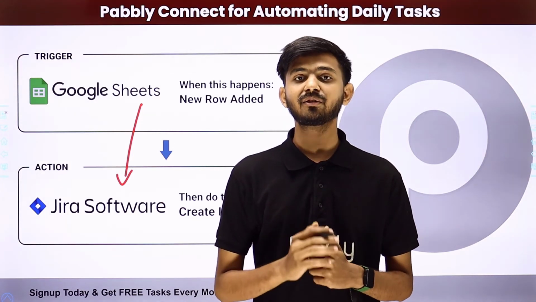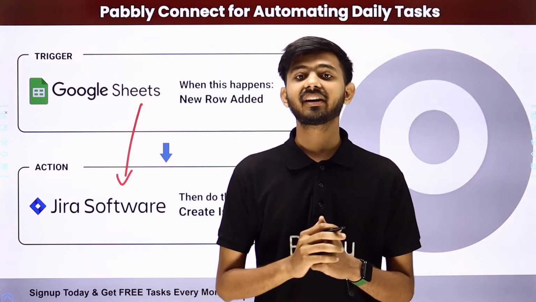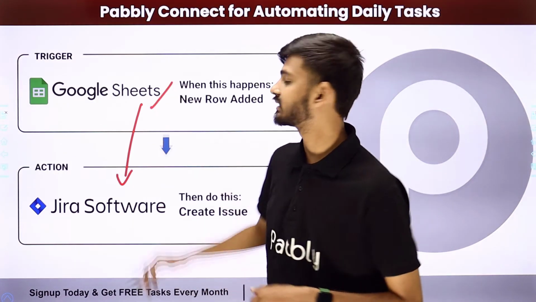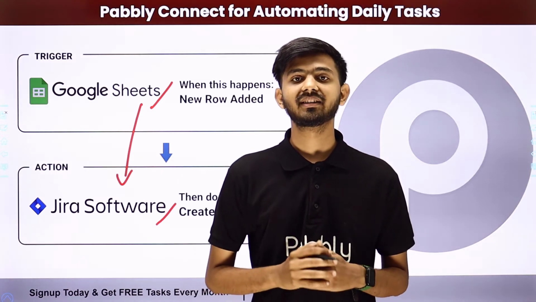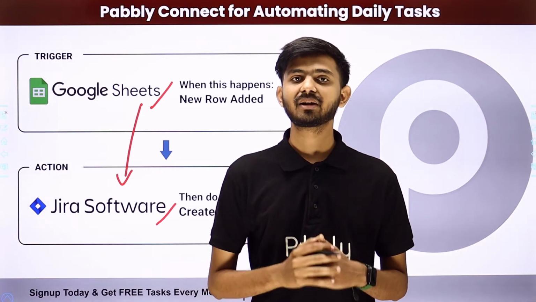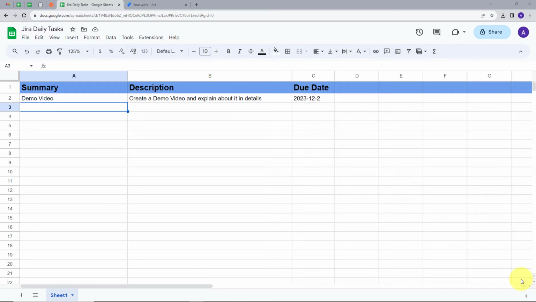In Pabbly Connect, we are going to use trigger and action. In the trigger application, we are going to use Google Sheets. In the action application, we are going to use Jira software. So how am I going to create this integration? For that, let me take you to my computer screen. I hope you can all see my computer screen.